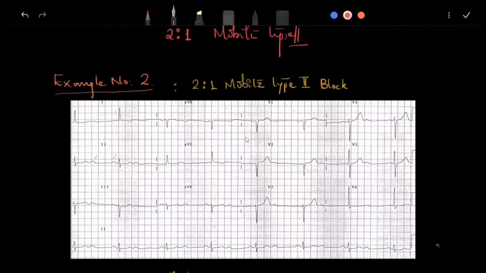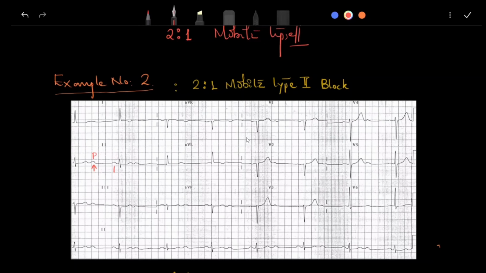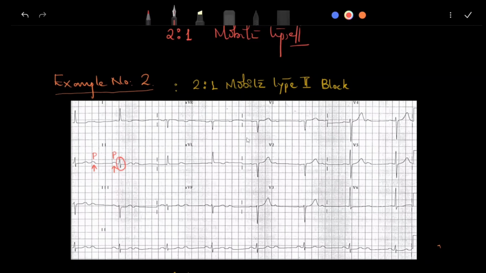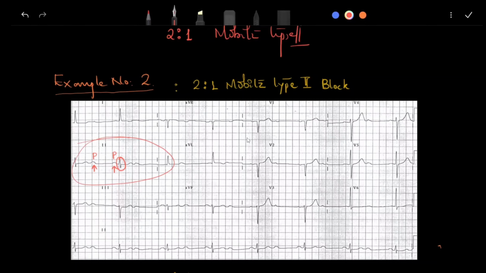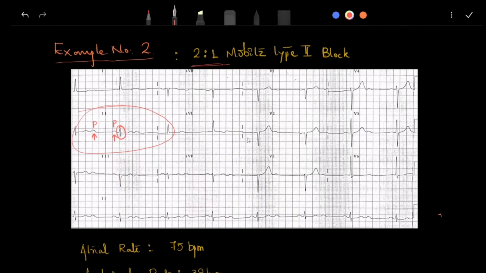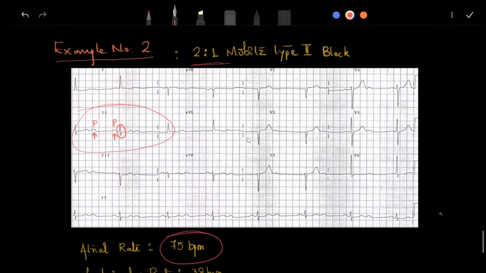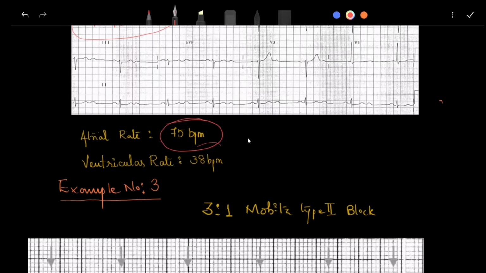Likewise, example number 2. Here also we can see a P wave, this is also a P wave, then a QRS complex. This is lead 2, a long rhythm strip. In lead 2, there is also a 2:1 Mobitz type 2 block. Here we could say the atrial rate, 1, 2, 3, 4, is 75 beats per minute, and the ventricular rate will be 38 beats per minute.